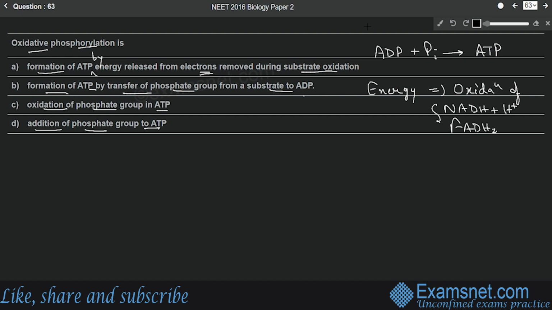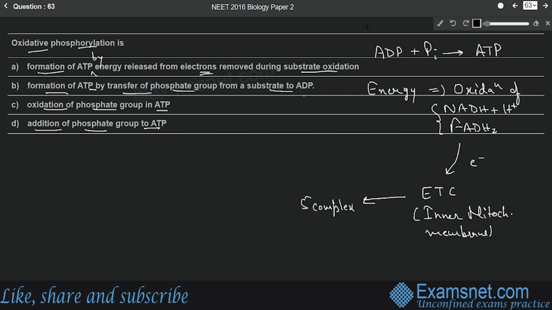So these two are oxidized, and when these are oxidized, electrons are removed and these electrons are transferred to the electron transport chain that is located in the inner mitochondrial membrane. Now we know that the electron transport chain consists of enzyme complexes. So total 5 enzyme complexes are there, and the electron has to move from one complex to another, and finally it is received by oxygen molecule. So oxygen is the final receiver.